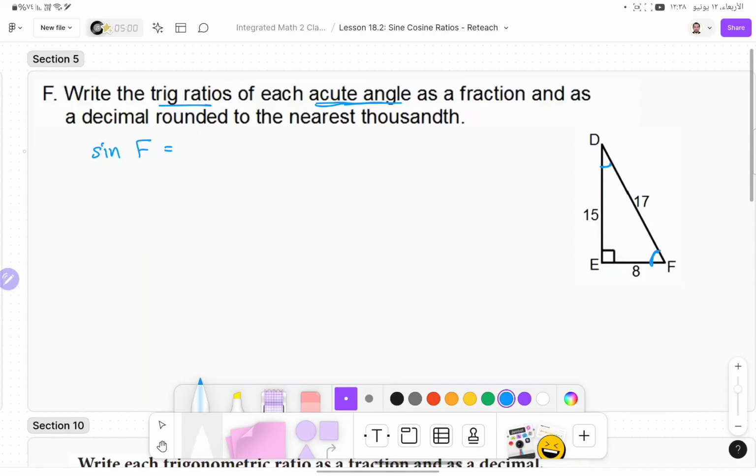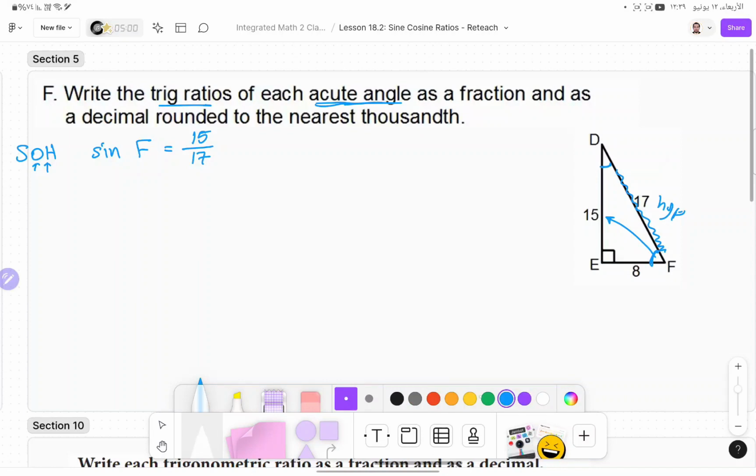So we know that sine is SOH, which is opposite over hypotenuse. Which one is the opposite side for F? It's this one here, which is 15. Which one is the hypotenuse side? We know that the hypotenuse is opposite to the right angle, so this one here is my hypotenuse, which is 17. So sine F is 15 over 17.